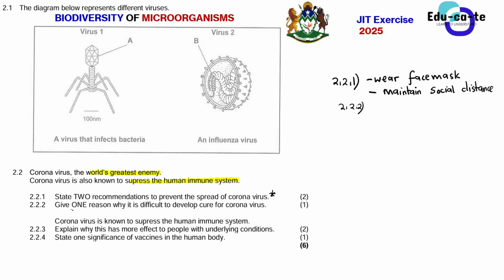Then now they say give one reason why it is difficult to develop a cure for coronavirus. So for coronavirus, there is a COVID-19 vaccine indeed, but it's not really an effective cure because, remember, a virus can actually develop some resistance, just like bacteria. Bacteria can develop resistance as well as viruses. Basically, viruses are able to change their structure.